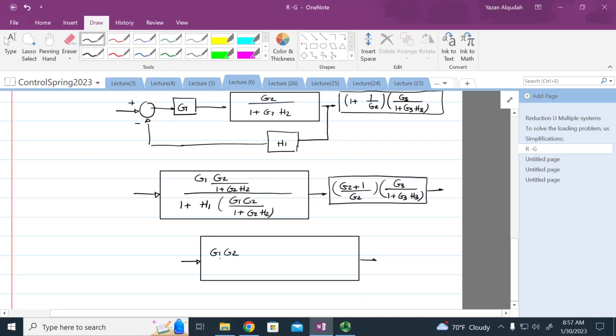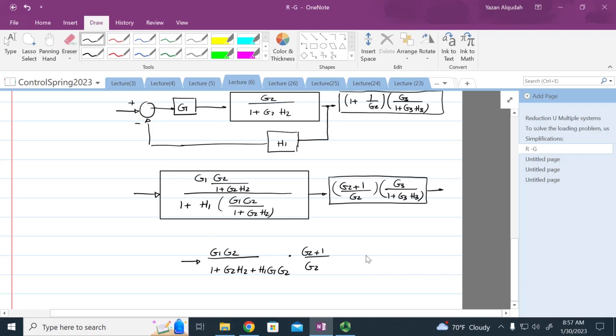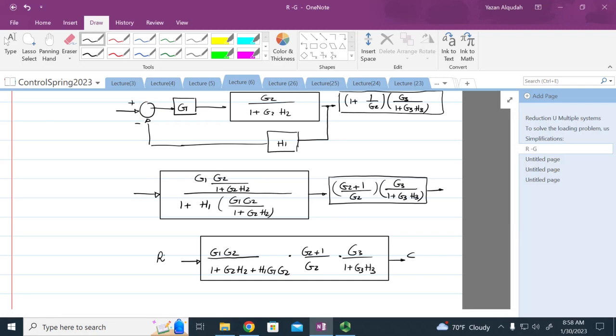It's going to be G1 G2 divided by 1 plus G2 H2 plus H1 G1 G2, multiplied by G2 plus 1 divided by G2, multiplied by G3 over 1 plus G3 H3. Is that clear? Any questions?